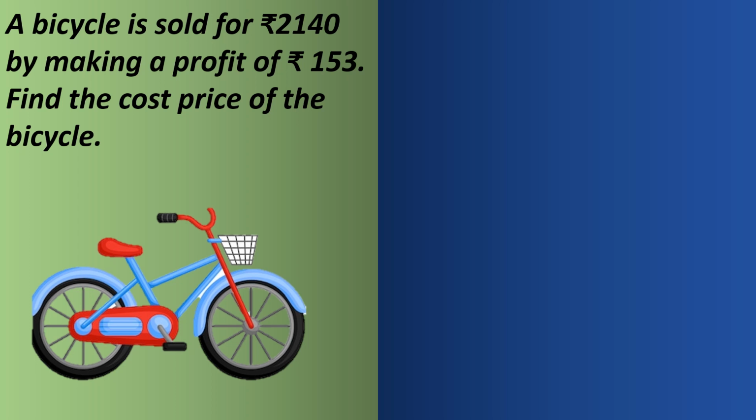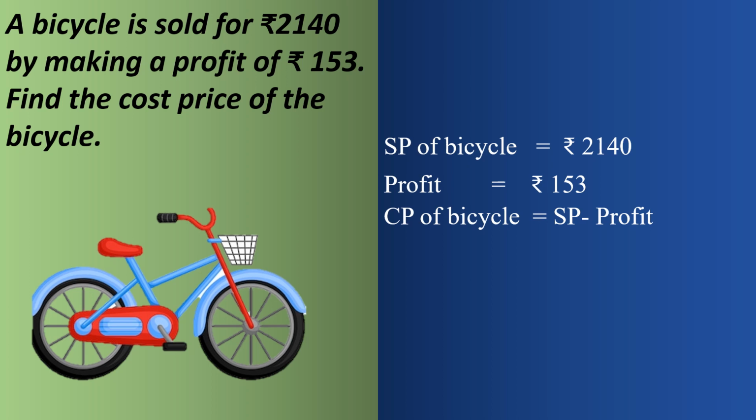Next question is, a bicycle is sold for rupees 2140 by making a profit of rupees 153. Find the cost price. So here what is given to you? Selling price of the bicycle is rupees 2140, and profit is also given, that is rupees 153. Always remember, in case of profit, cost price is always less than selling price. It means cost price will be selling price minus profit. So just calculate it: 2140 minus rupees 153, and your answer is rupees 1987. That is the cost price of the bicycle.